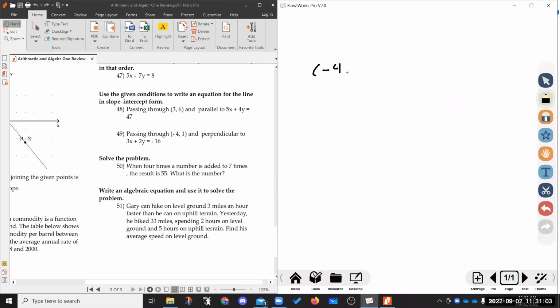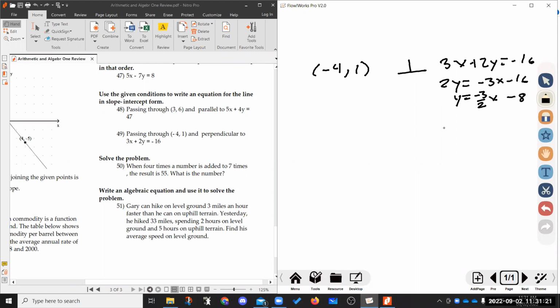Now we've got (negative 4, 1), and perpendicular to, that's the symbol for perpendicular to, 3x plus 2y equals negative 16. 2y equals negative 3x minus 16. y equals negative 3 halves x minus 8. My perpendicular slope here is negative 3 halves, so my slope over here needs to be the reciprocal and change the sign. So it's going to be 2/3.